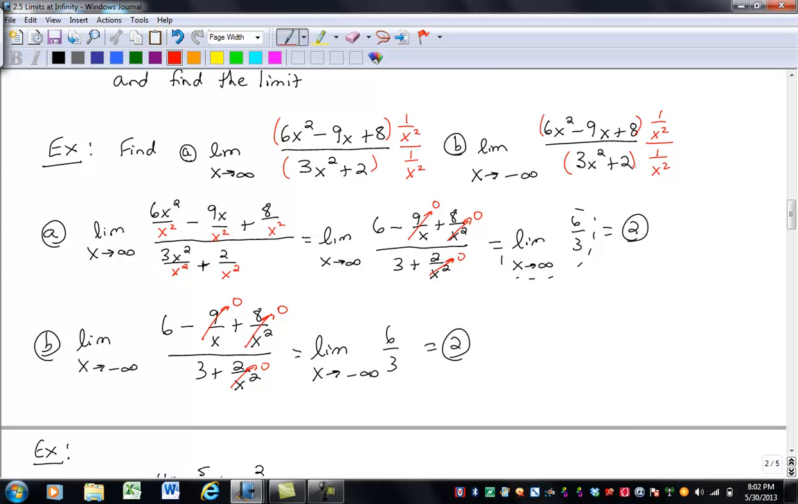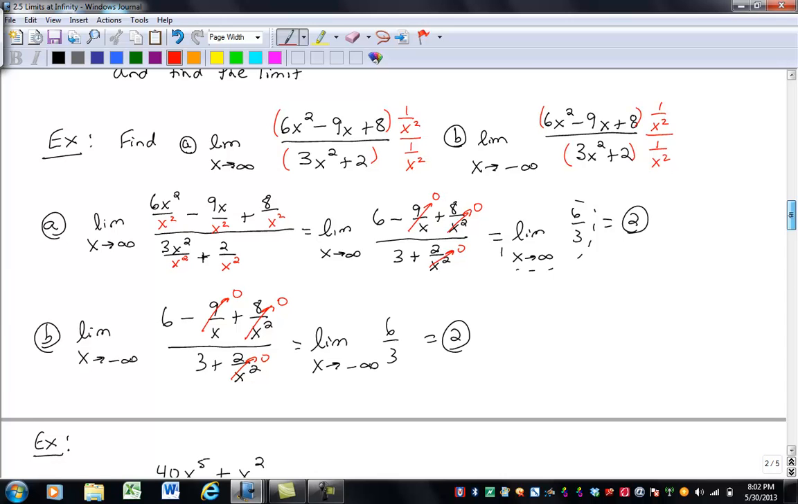And since this would be a constant y value, this would be called a horizontal asymptote. They call them horizontal asymptotes of rational functions. Well, let's try some more.